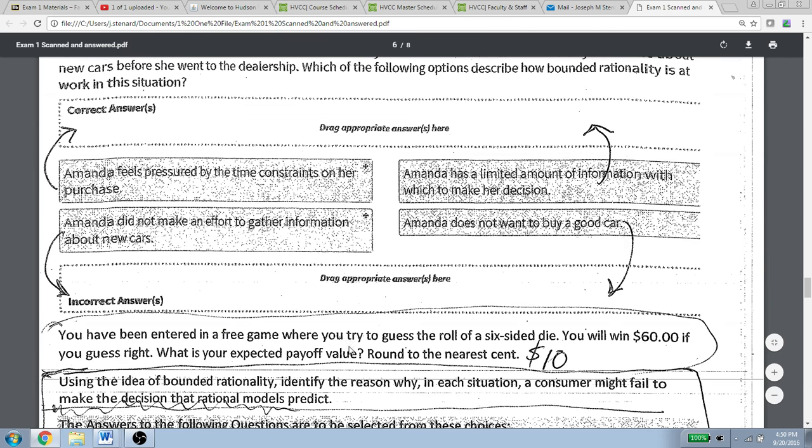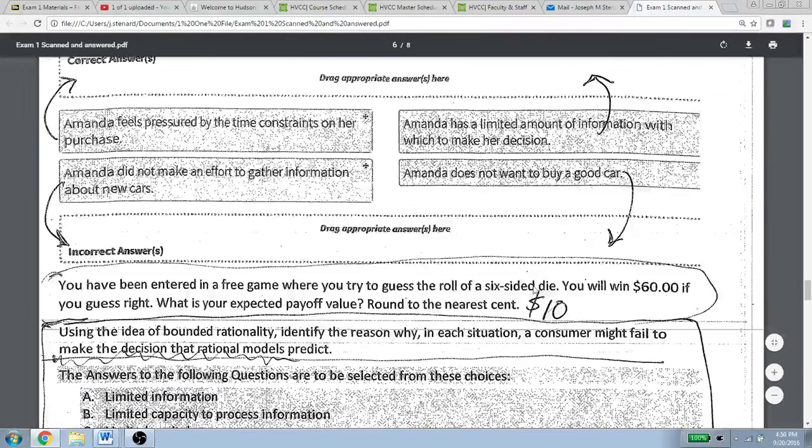You've been entered in a free game where you try to guess the roll of a six-sided die. You'll win $60 if you guess right. What's your expected payoff value? You got a 1/6 chance of winning $60. So 1/6 of 60 is $10.